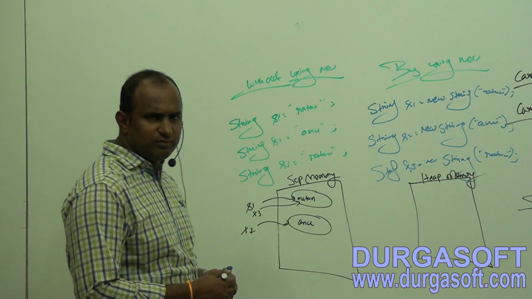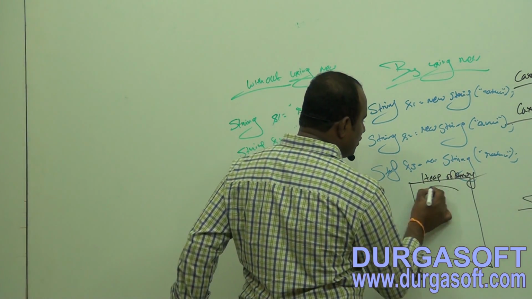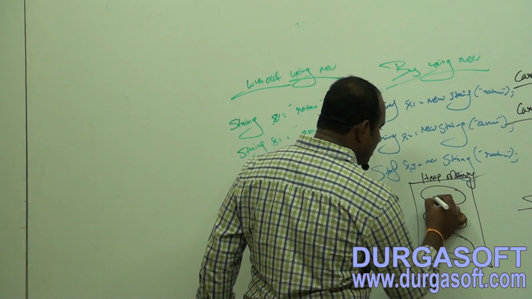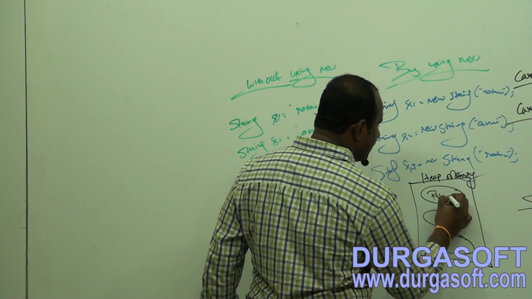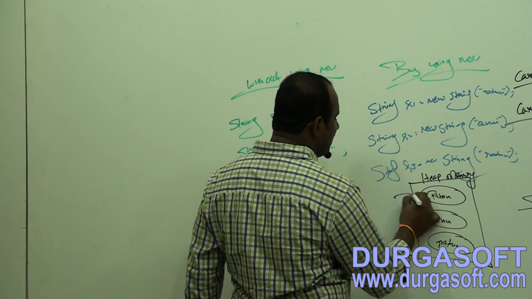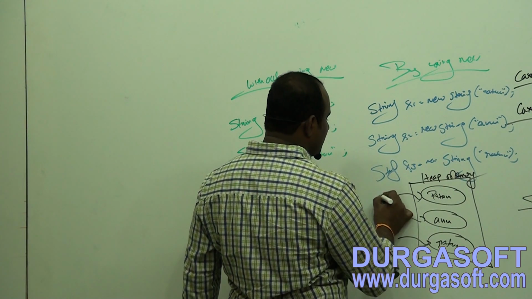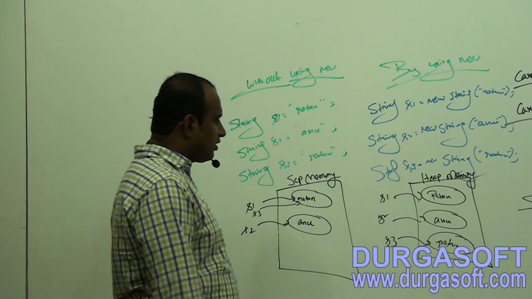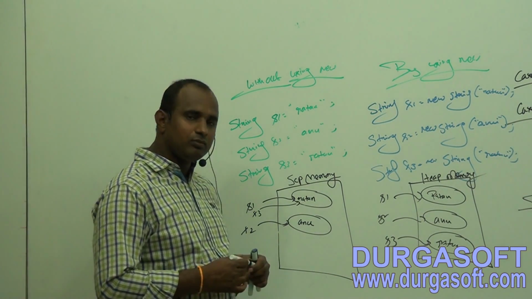Coming to the heap area, it won't check for any previous object. It directly creates a new object. What is the first data here? Ratan will be created. The second one is Anu. The third one is what? Ratan. So three different objects will be created. So S1, S2, S3. This is the second point.